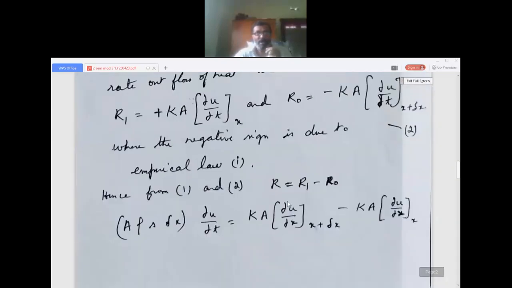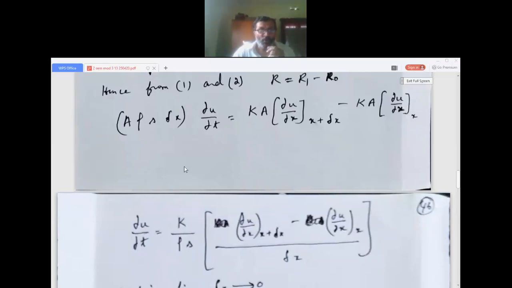So R1 minus R0. Here you have to be careful. R1 minus R0. So Ka dou u by dou x plus delta x minus Ka dou u by dou x of x. Next, we have to find dou u by dou t. So A and A get cancelled. So K by K divided by delta x. So remaining K by rho s outside. This is not delta rho, this is rho s. So dou u by dou x plus delta x minus dou u by dou x at the point x divided by delta x.